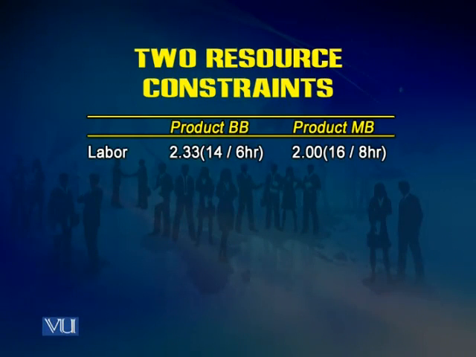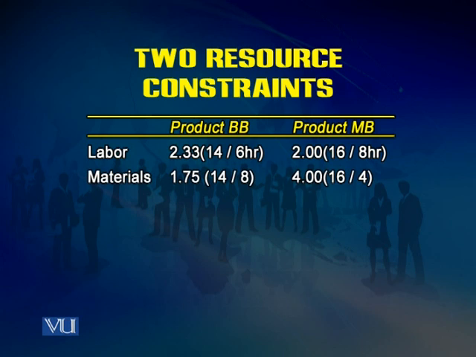First, if we look at the contribution per labor hour, we saw that the total contribution per unit was 14. BB required 6 hours per unit. That gives BB 2.33 contribution per labor hour. MB requires 8 hours, and the contribution per unit is 16. This gives MB a contribution of 2 per labor hour. So BB has a contribution of 2.33 as we calculated earlier per labor hour, and MB has a contribution of 2 per labor hour.